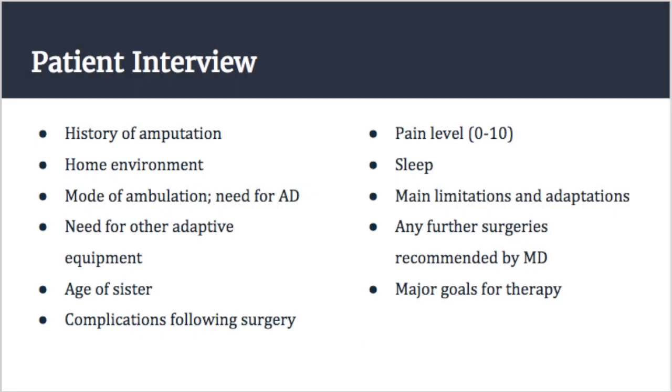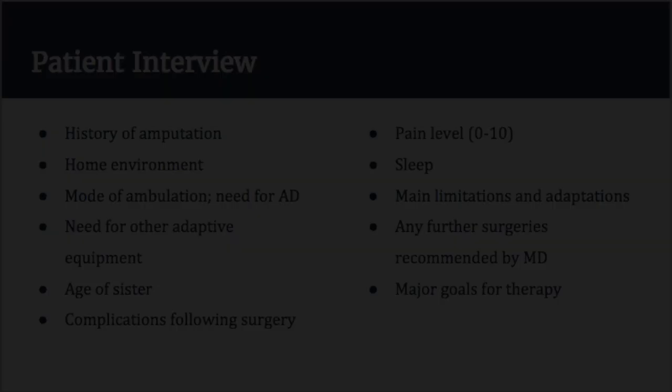Some of the important questions to ask in the patient interview are his history of amputation, his home environment, what kind of factors he's going to have to deal with at home, whether he's going to have a lot of stairs to climb, different things like that, his mode of ambulation, his need for other adaptive equipment, the age of his sister, complications following surgery, his pain level at the time and what causes it to get any worse, how his sleep is, any limitations and adaptations, any further surgeries recommended by the doctor, and major goals for therapy.